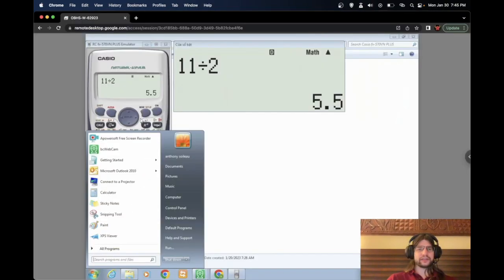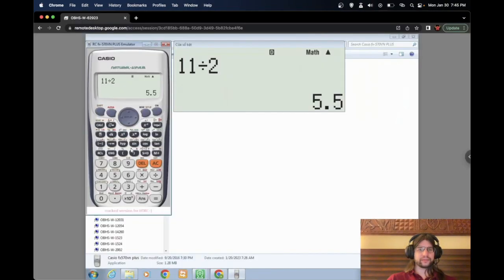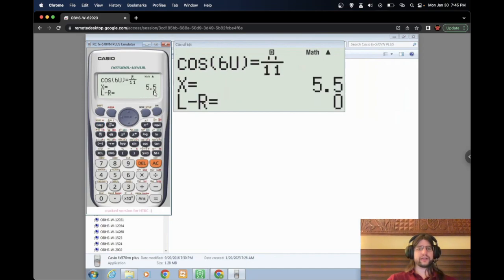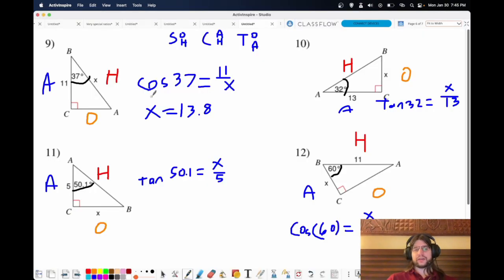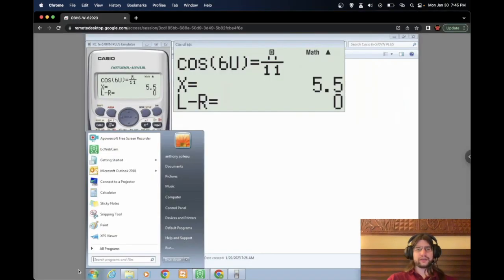Let's see, cosine 60 equals, now I forgot x over 11. X over 11, yeah, that should be it. Shift, calc, equals. Oh, yeah, there it is, 5.5. Yay. Alright, and that is literally all there is to it.